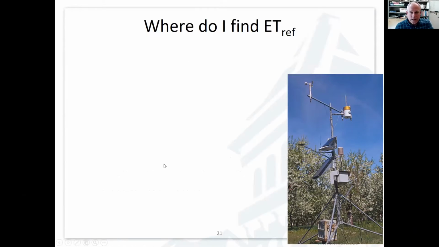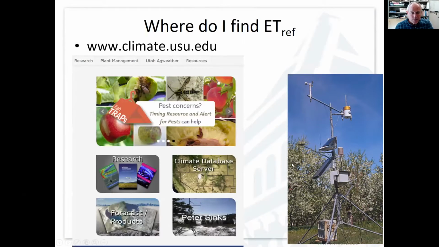So where do we get this information? Where do I find reference ET? One of the places that works really well for us is the Utah Climate Center website. If you go to climate.usu.edu, this is what their website looks like. You can look under different spots here under plant management. I don't have this live, but under plant management, there's a thing that says orchard weather, and then under Utah Ag Weather, there's a broader range of weather stations scattered around Utah.